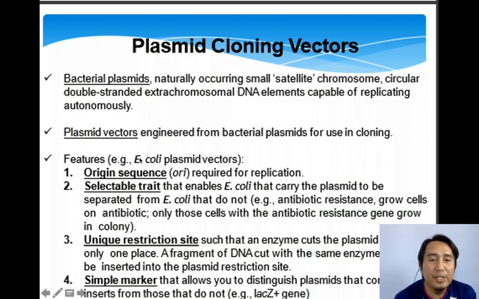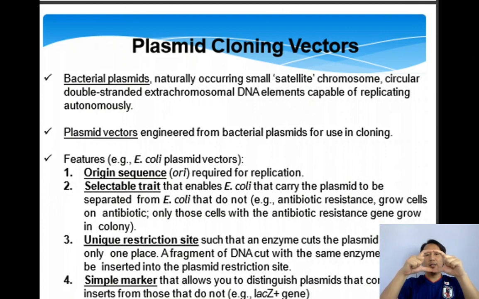So these are the features that a plasmid vector usually has. The first one, it should have an origin sequence, which is required for replication. Means that dekat dalam circular of the vector, dia ada satu part kat sini, nama dia origin. So origin ni must be in every vector. Sebab apa? Sebab origin ni is the place where DNA replication will start. So we call it ORI lah.